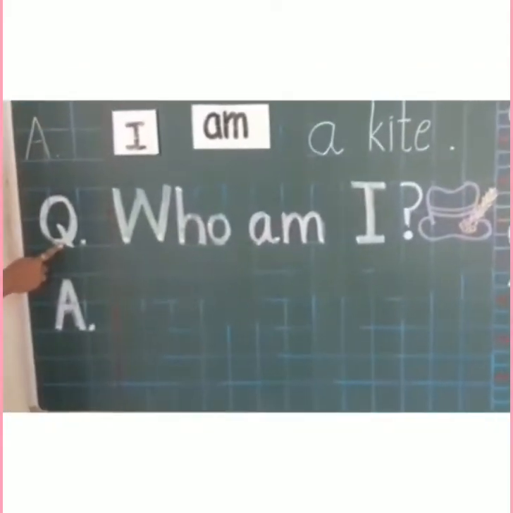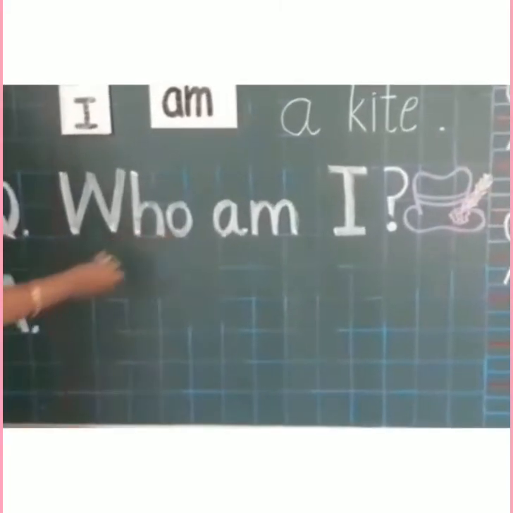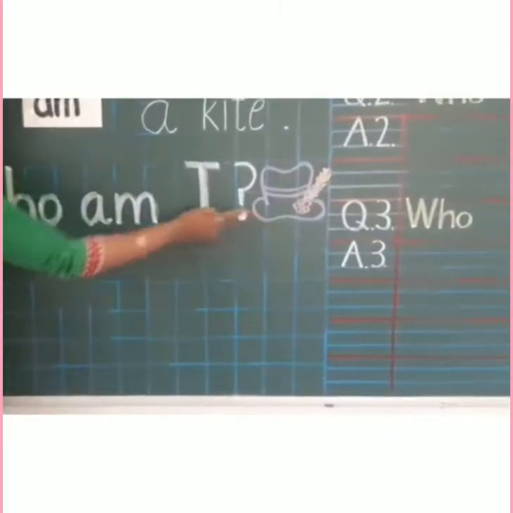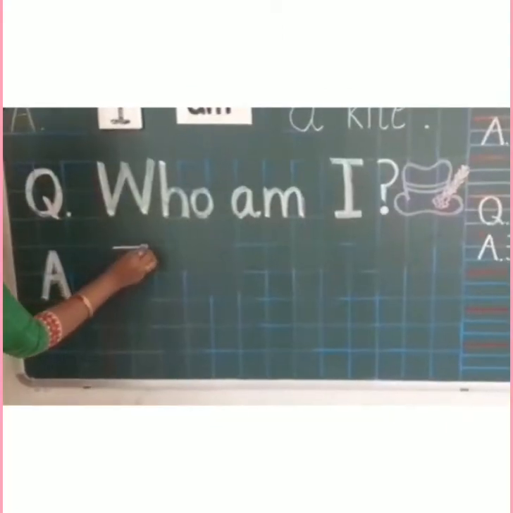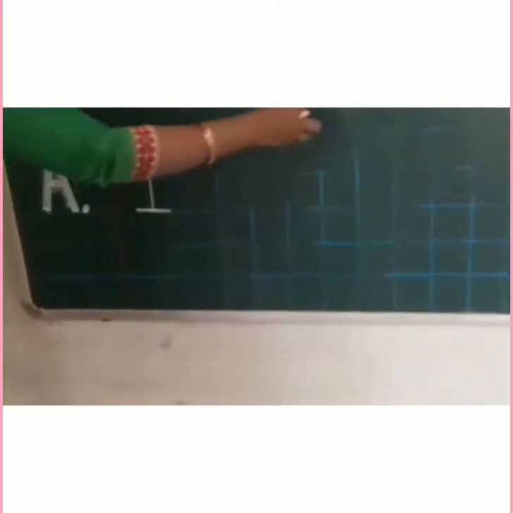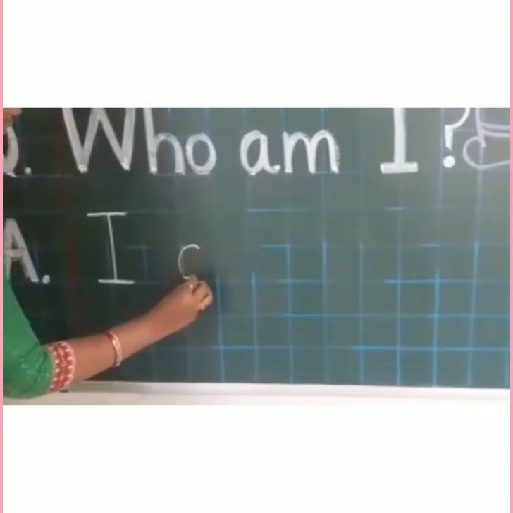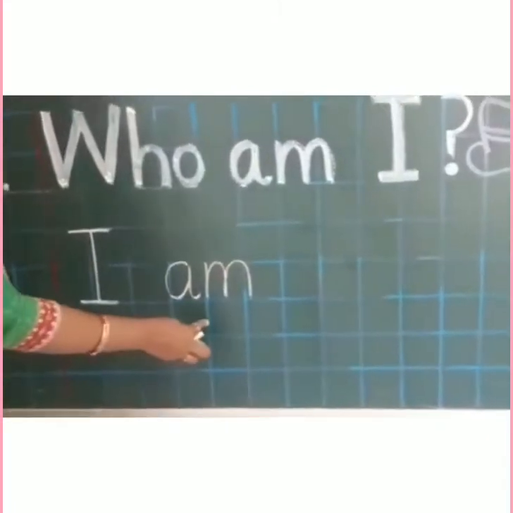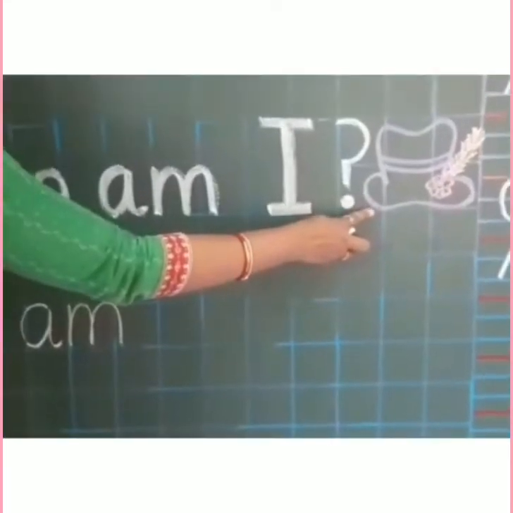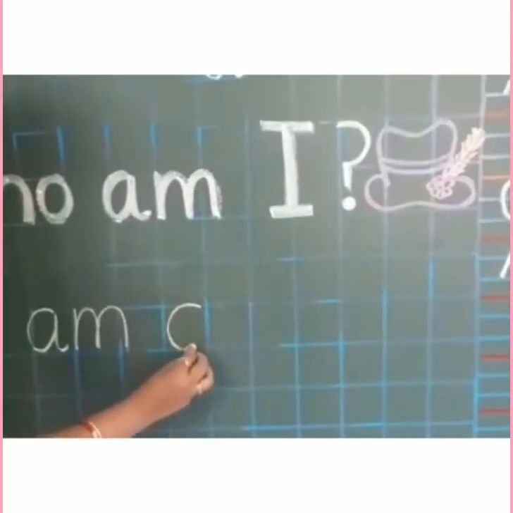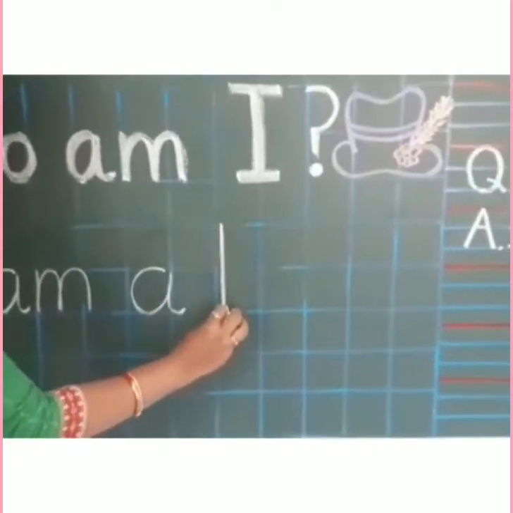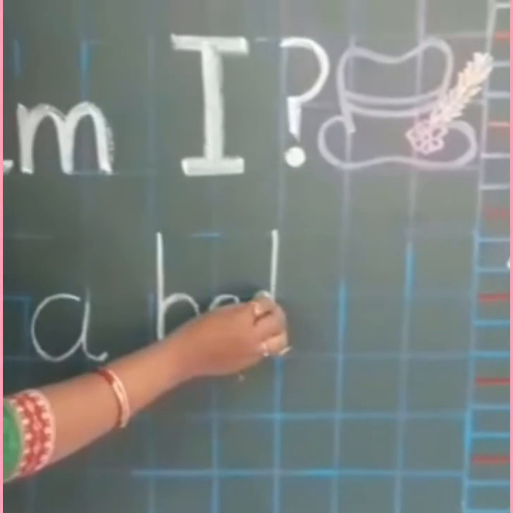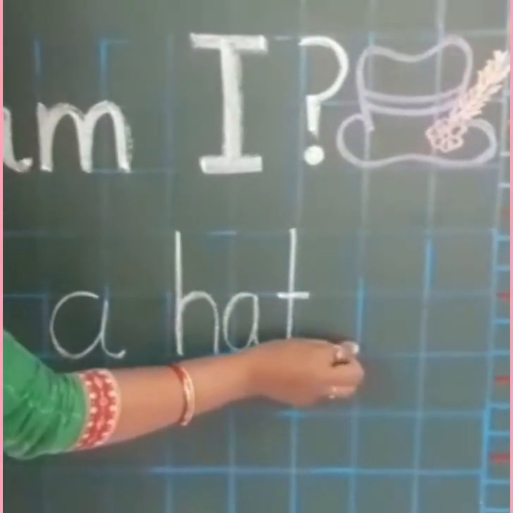Q is for question. The question is WHO. Who means kaun? Who am I? And what picture is this? Yes, hat. The answer will be I. The AM will come over here. I am. How many hats do we have over here? As we are having one hat, we will be writing I am a hat. H-A-T, hat. And as ma'am told you, you should never forget to put a full stop.